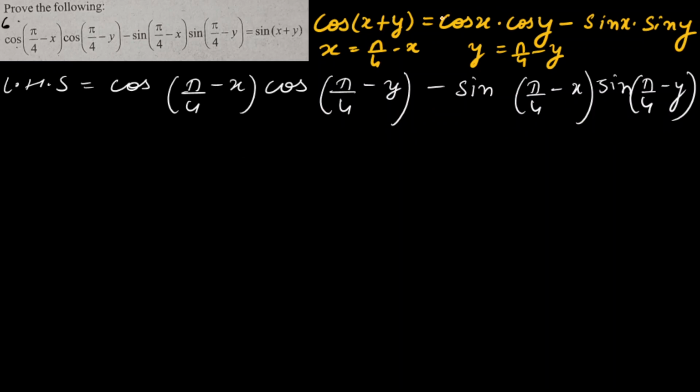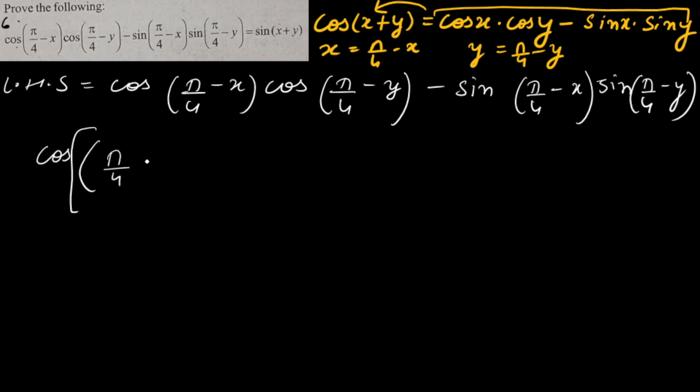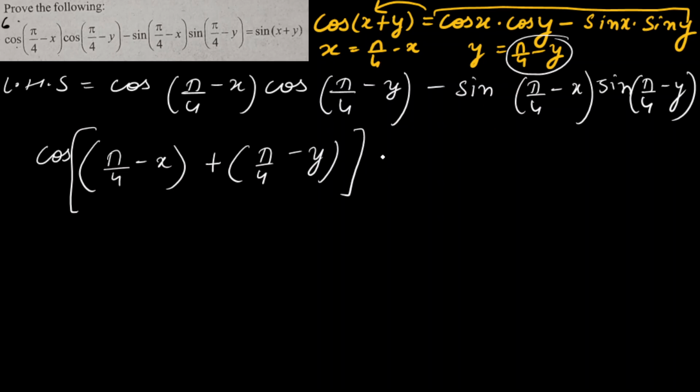So this form is given to us: cos x cos y minus sin x sin y. We will convert this form into cos(x + y). So what is x? I have written it here, it is pi/4 - x. And what is y? I have written here pi/4 - y. Now let's open the brackets.